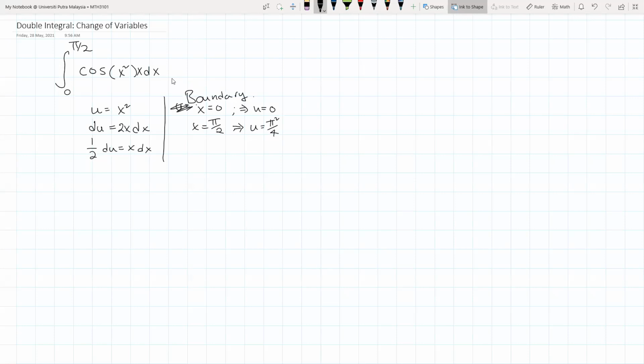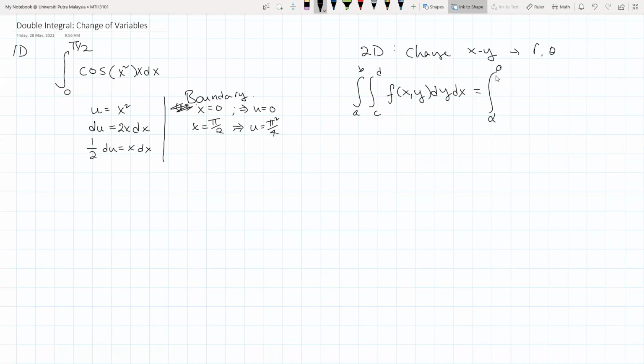So actually you are doing a change of variable without realizing that you did it before. And the same thing, what we did for polar coordinates, from rectangular, from x, y. This is in 1-dimensional, and then in 2-dimensional, we changed from the xy plane to the r theta plane. For example, if I integrate x from a to b, y from c to d, and I have f of x, y dy dx, when you do the change of variable, you say theta goes from alpha to beta.